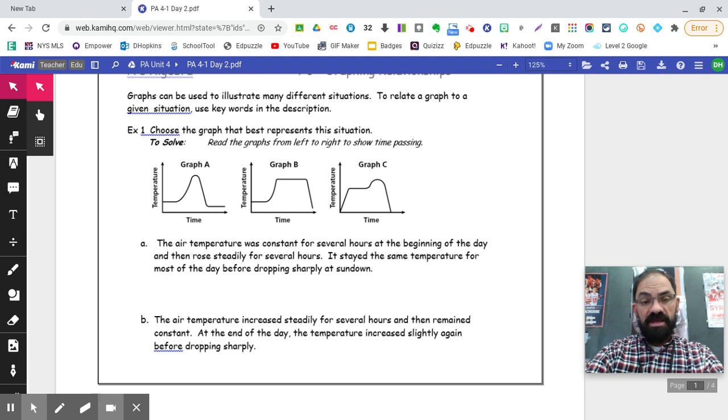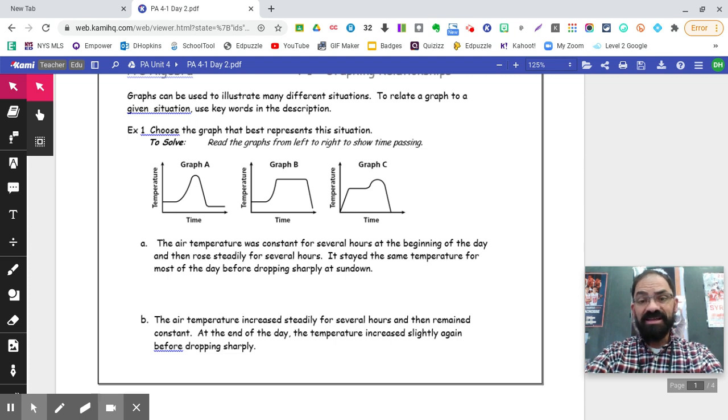A says the air temperature was constant for several hours. So looking at the graphs, choice A or graph A and graph B, they're both constant at the beginning. Graph C appears to be increasing temperature right off the bat. So already we have a 50-50 chance of getting it right. So the air temperature was constant for several hours at the beginning of the day and then rose steadily for several hours. It can be either one of these graphs so far.